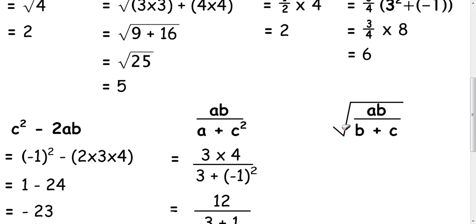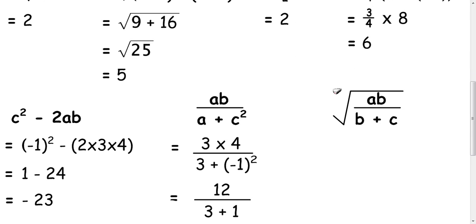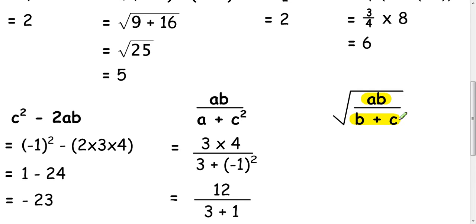Okay, last one. So I'm going to do everything inside the square root first, and then square root at the end. Similar to what happened up in this one. And again, I'm going to do the top line and the bottom line, then divide, and then square root. So it's a case of doing that first and that, then your divide, and then square root to finish off.